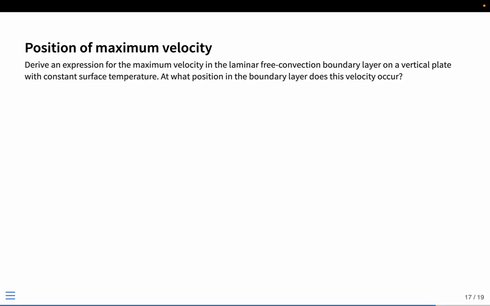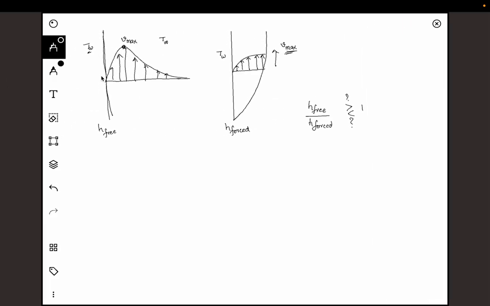So just now I said that there is a point where you have maximum velocity. The question now is, where does this happen? Where does this maximum velocity happen? Let's say this is some delta star. So what is this delta star? Or maybe I should ask, what is delta star by delta? That way it will be kind of universal, because this is self-similar.